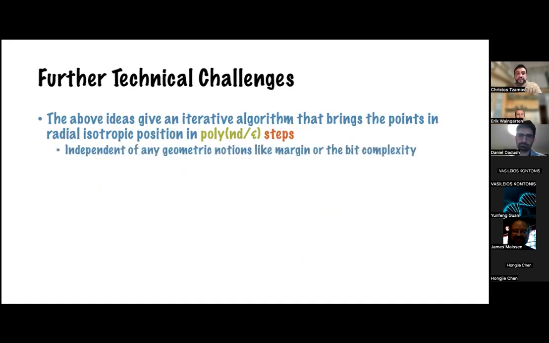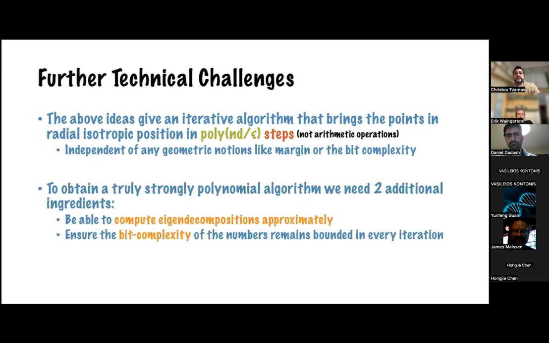But this is independent of any geometric quantities like margin or the bit complexity of the points. This is purely the number of points, all the numbers given in the input. The only problem is that this is the number of steps and not the arithmetic operations. So in order to get a truly strongly polynomial time algorithm, we need two additional ingredients. First of all, we need to do arithmetic operations. So we need to be able to do the eigendecompositions that were required to compute the eigenvectors efficiently in strongly polynomial time, with just multiplications and additions. And we also need to ensure that in every step, the bit complexity of the numbers remains bounded.